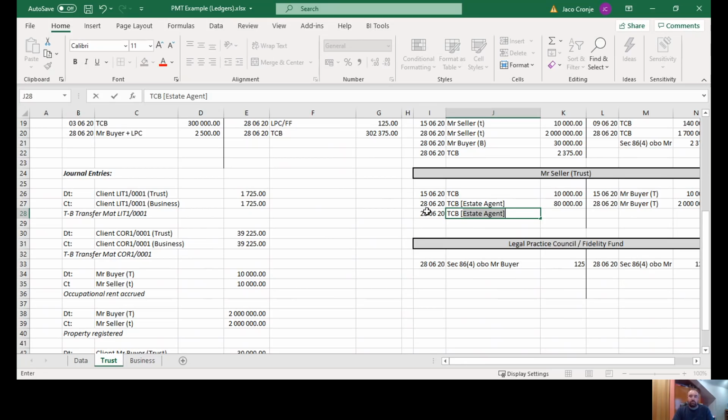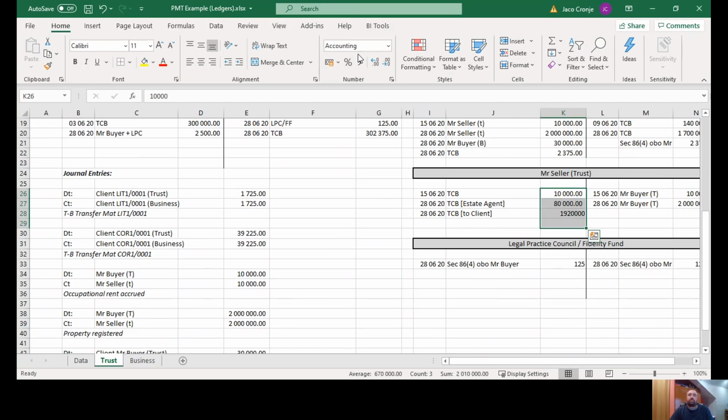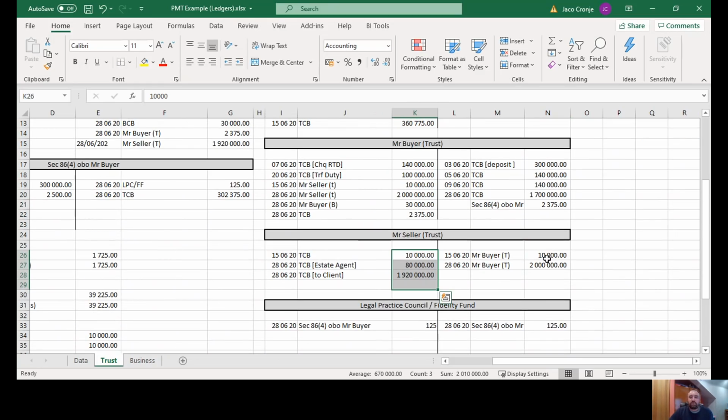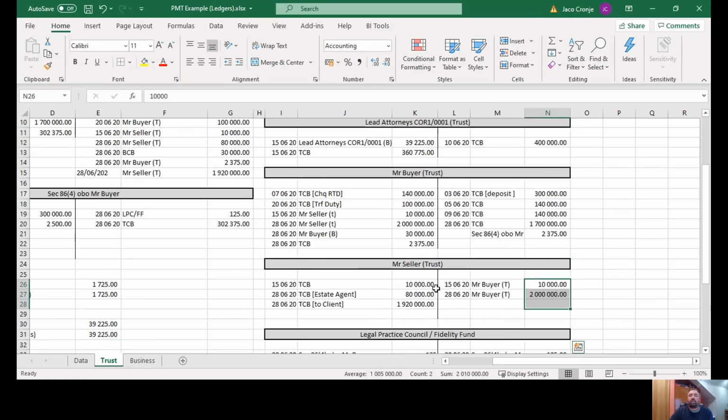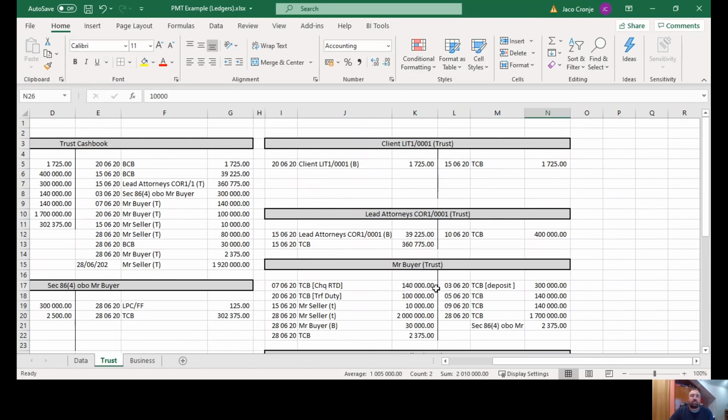ECB client and 1920. And that completes the conveyancing transaction. Now my debits match my credits in that one. So your conveyancing transactions have to add back to 0 at the end, otherwise you've done something wrong.